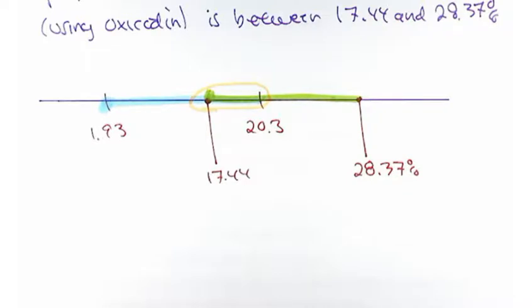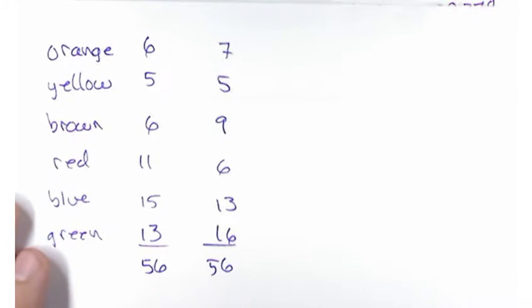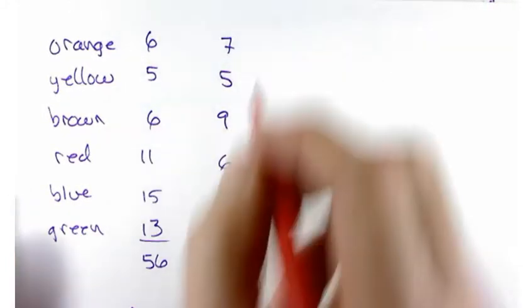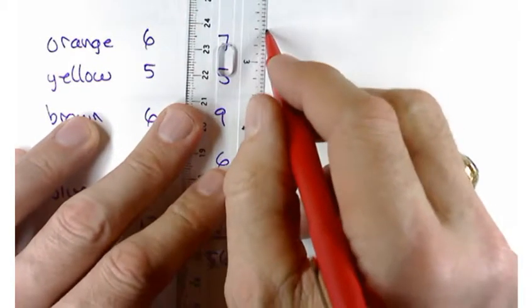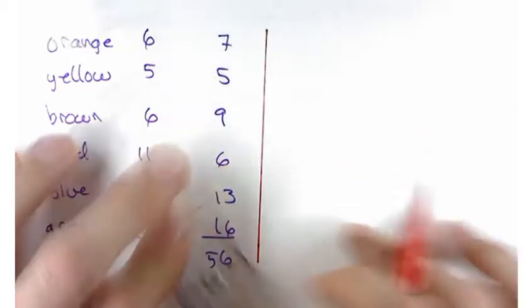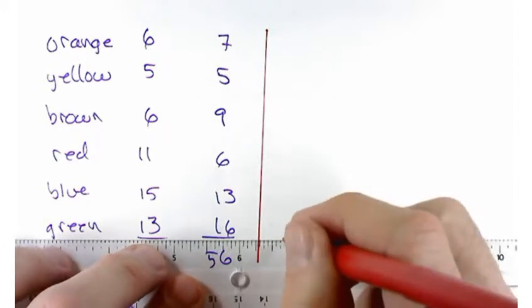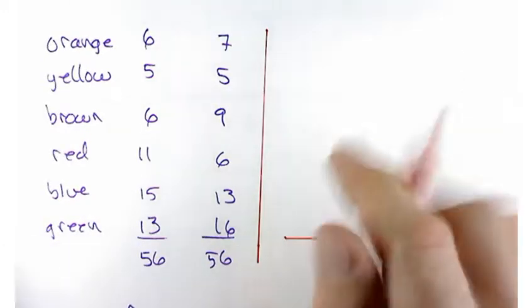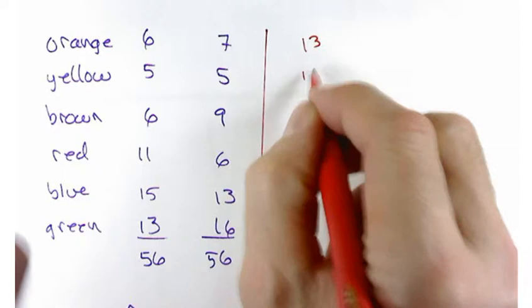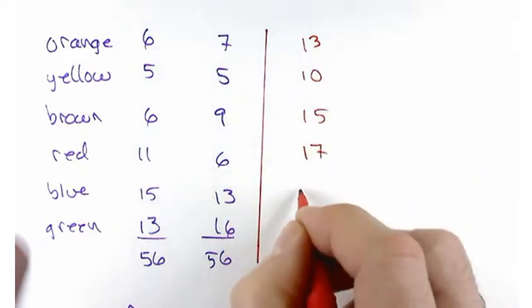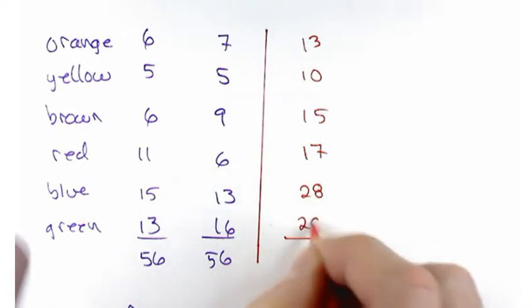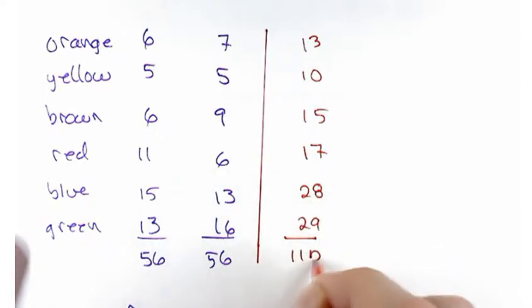Let's go back and take a look at our M&M's example, and let's just modify things a little bit. Let's do our totals for this experiment. So let me create another column here that reflects the totals. So it'd be 13, 10, 15, 17, 28, and 29, and then 112.